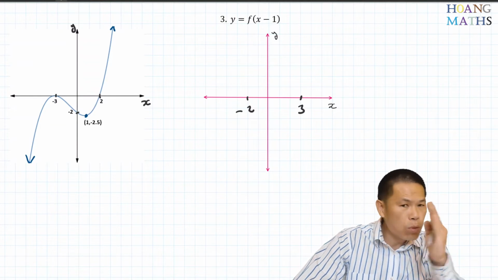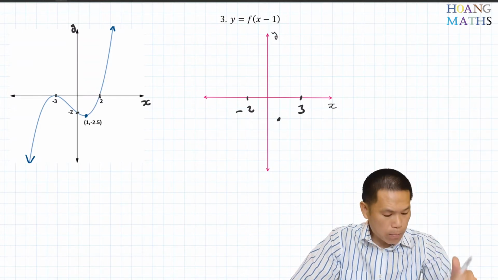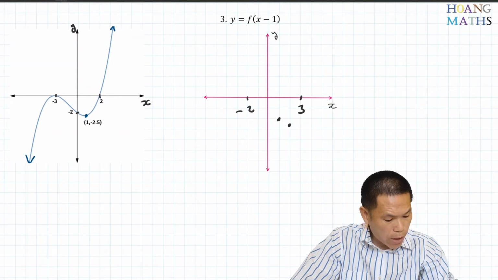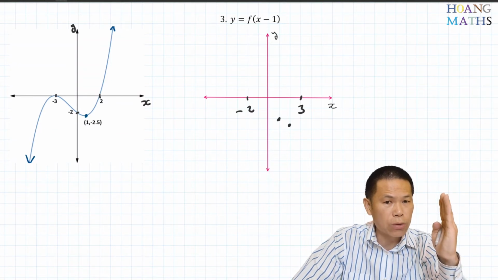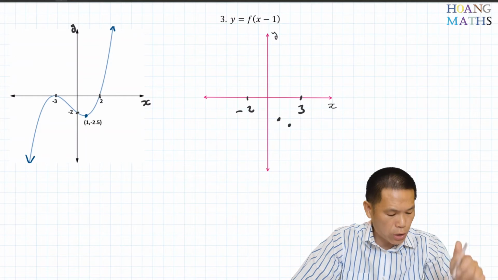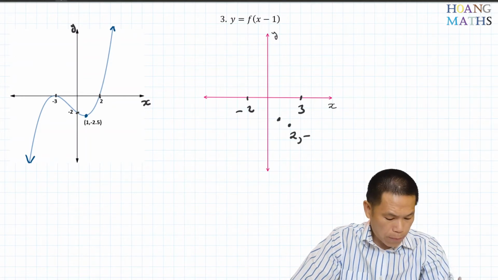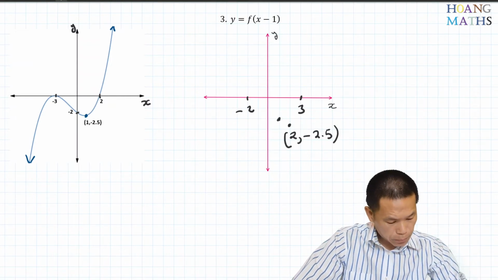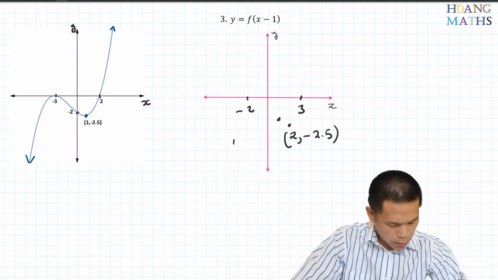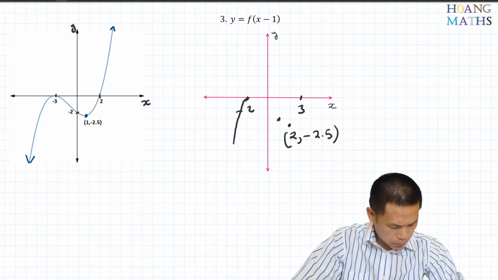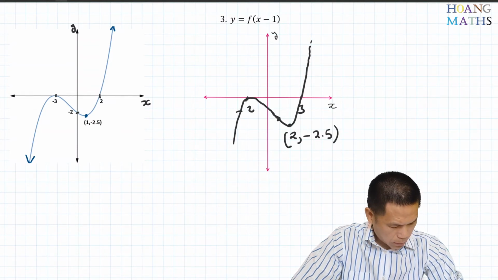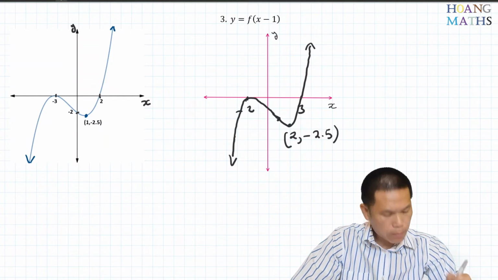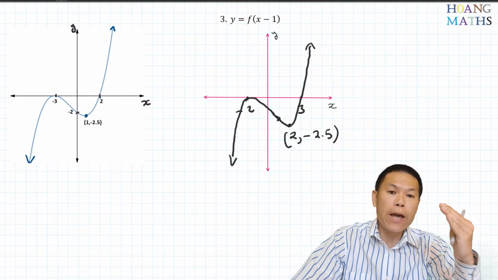And the y-intercept moved 1 unit on this side, and the turning point as well moved 1 to the right. Everything shifts 1 unit across, okay? So remember, x changes, y doesn't change. So inside the brackets, it shifts horizontally. So just write 2, negative 2.5. Now I just sketch it. So just go like this, turn. There you go. So this is f of x minus 1.